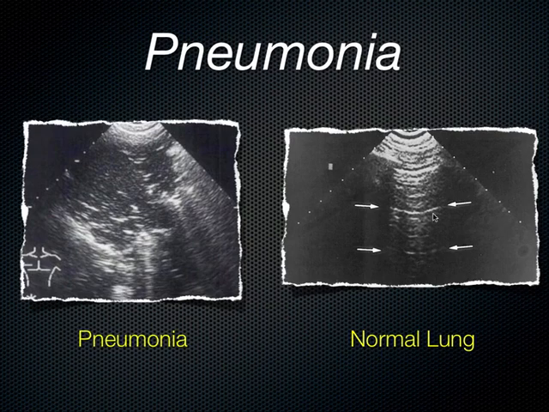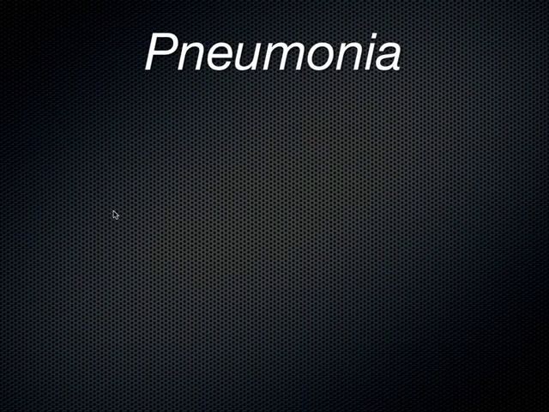You can see the difference between the normal lung with these repeating A lines coming down from the pleural line, caused by the sound-air interface at this pleural line. So we can see this artifact here, or we lose the artifact, and we see a consolidation or hepatitization of the lung.